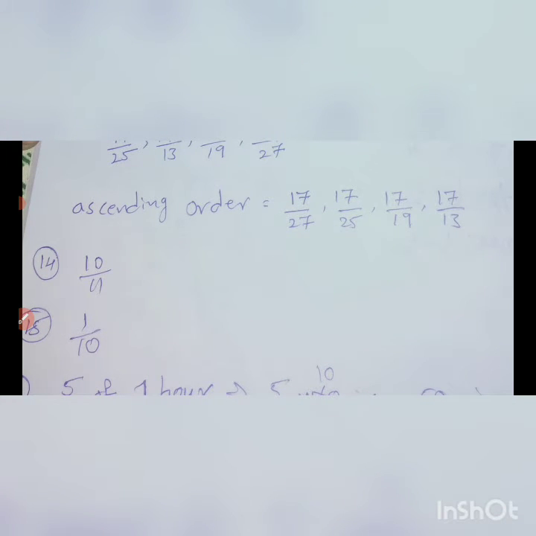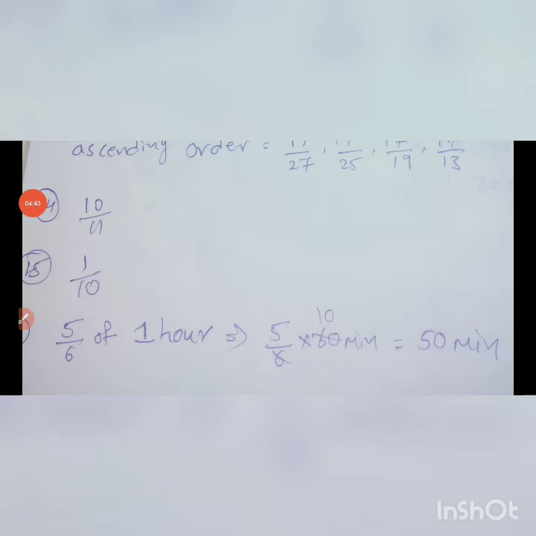Next, which one of the following is the smallest fraction? Here also the same thing. By observing all the given fractions, we get the smallest fraction is 1 by 10. 1 by 10 value is nothing but 0.1. Okay, those conversions we are going to see in our decimal topic.